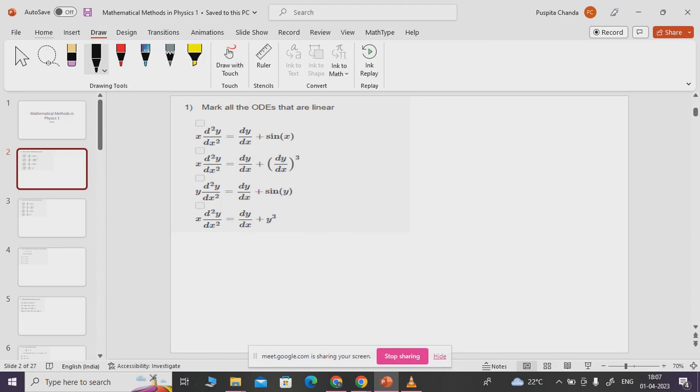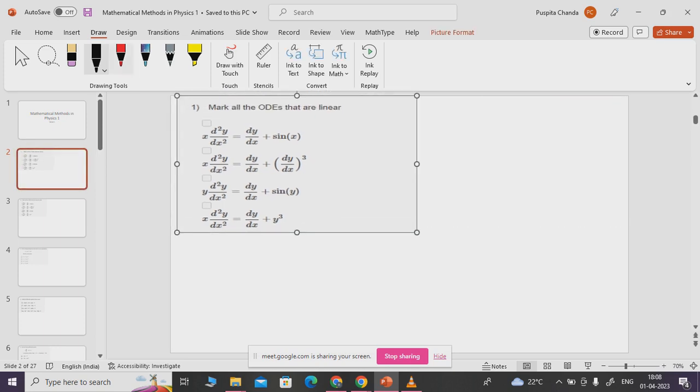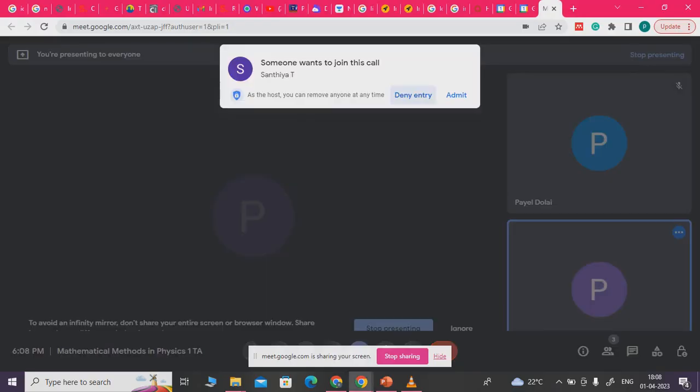So, the first question is: mark all the ODEs that are linear. So for linearity, the linearity law.